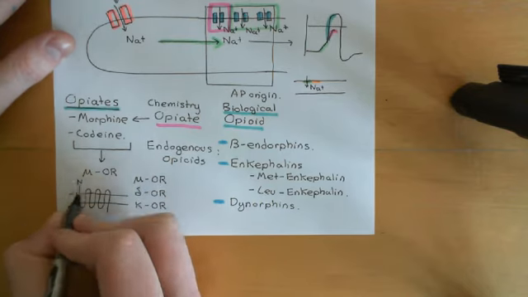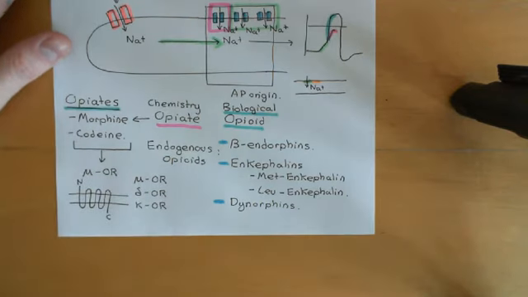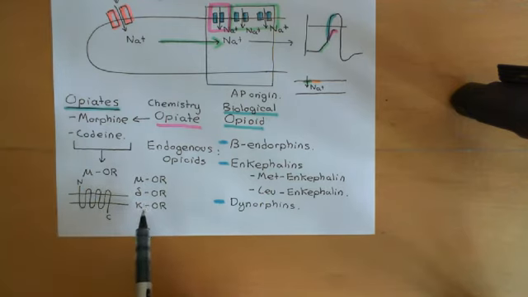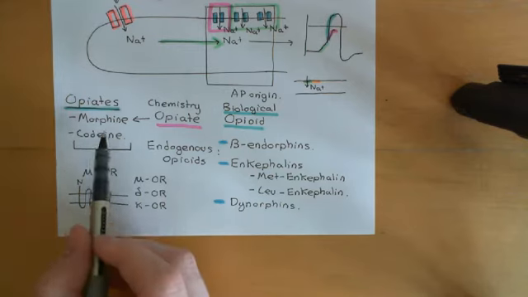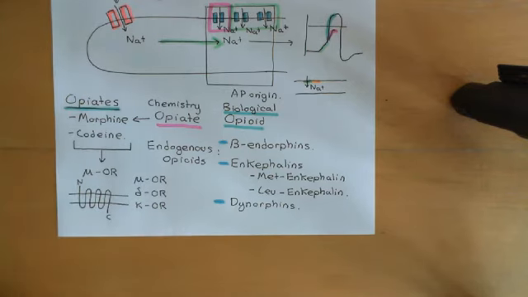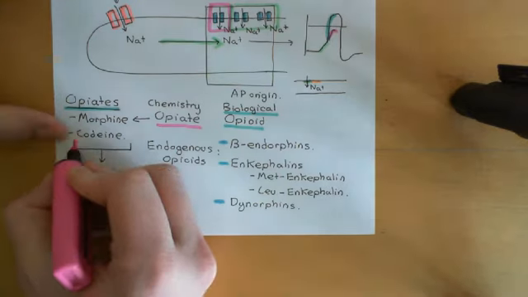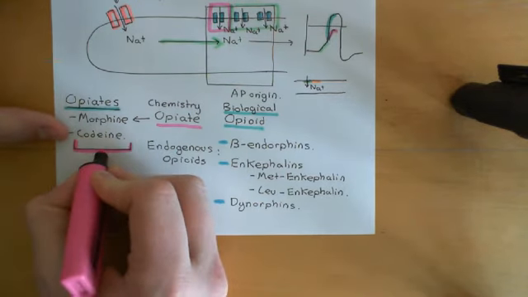And it will have its amino terminus extracellularly and its C terminus intracellularly. So there are these 3 main G-protein coupled receptors for opioids, okay? And morphine and codeine achieve their actions by being agonists at specifically the mu-opioid receptor.